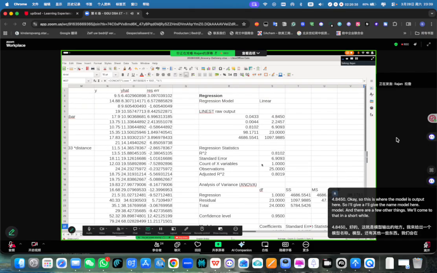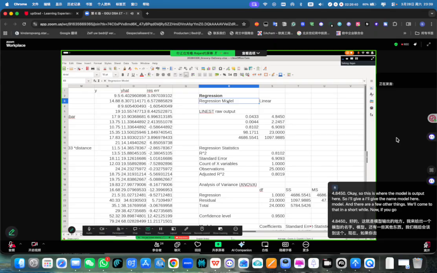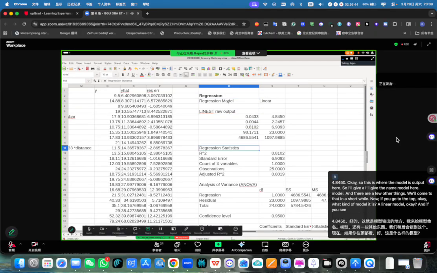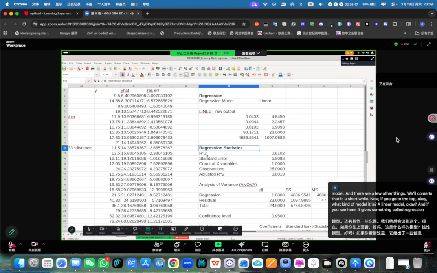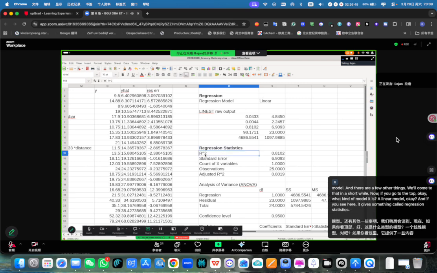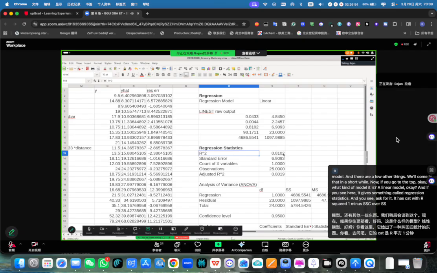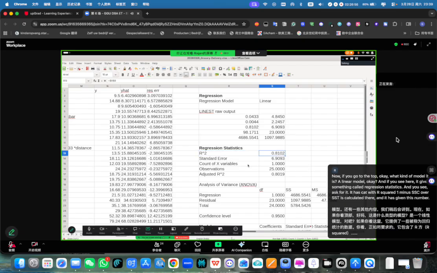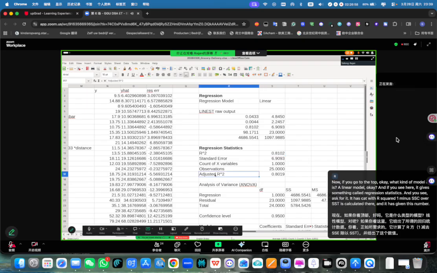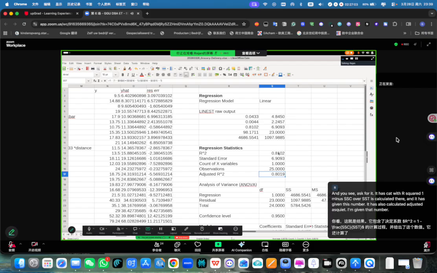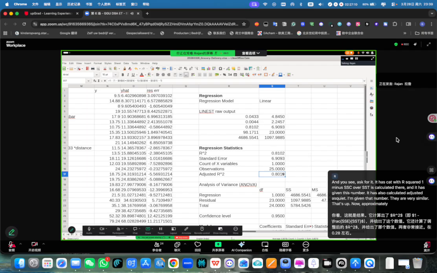Now, if you go to the top, what kind of model is it? A linear model. And here it gives something called regression statistics, and you see R squared. It has calculated R squared, 1 minus SSE over SST, and given this number. It has also calculated adjusted R squared. They are very similar, 0.8180. Approximately both are about 0.81.